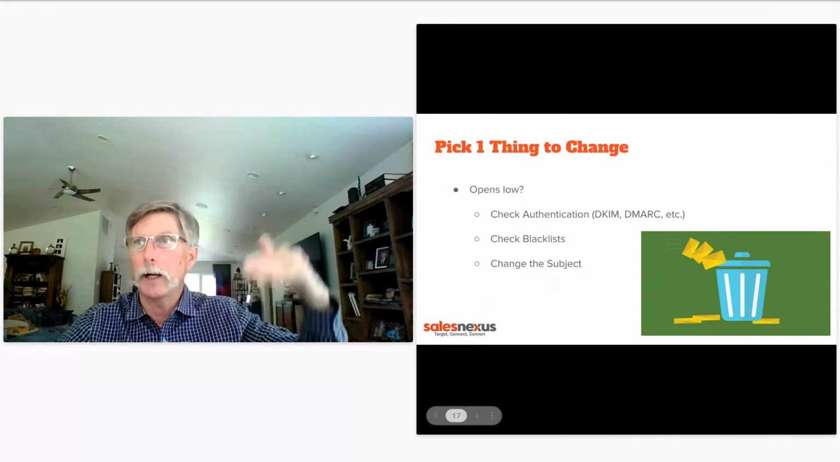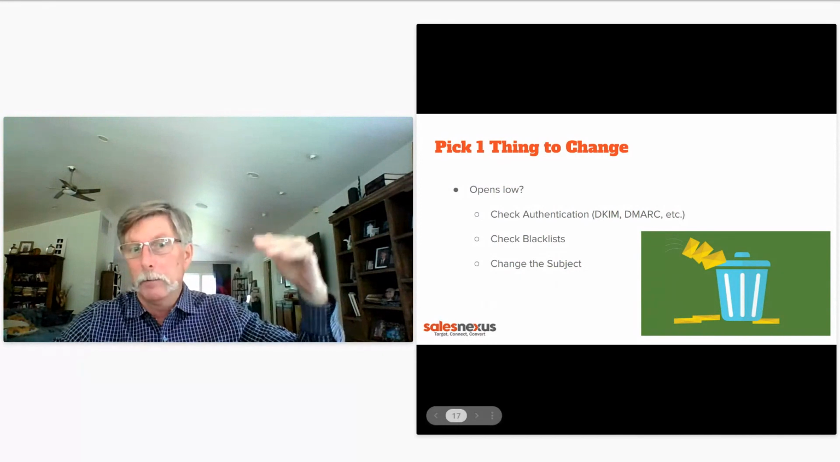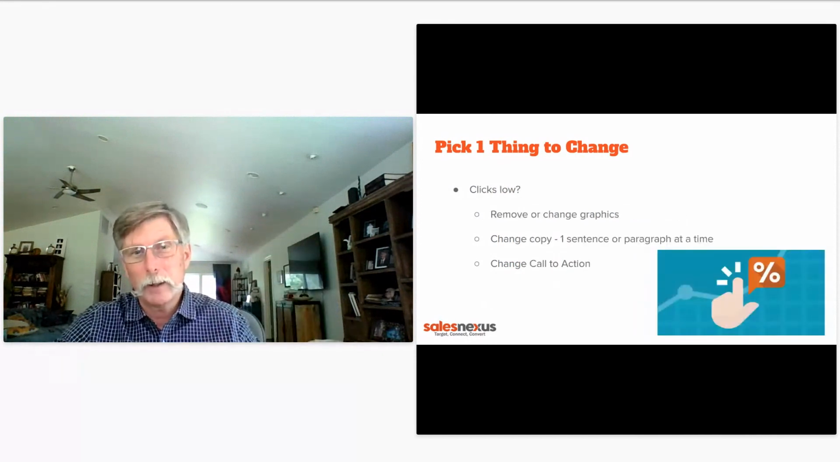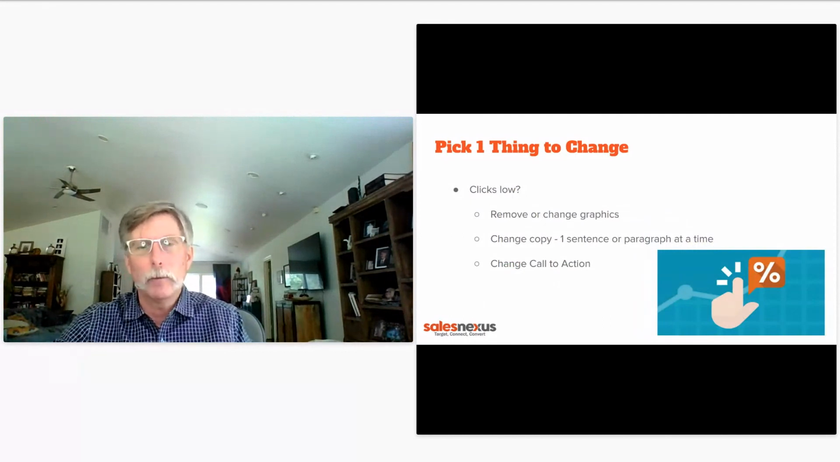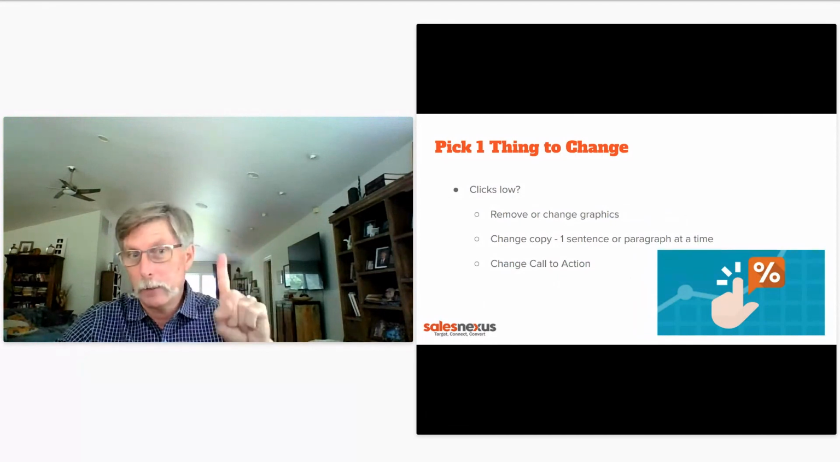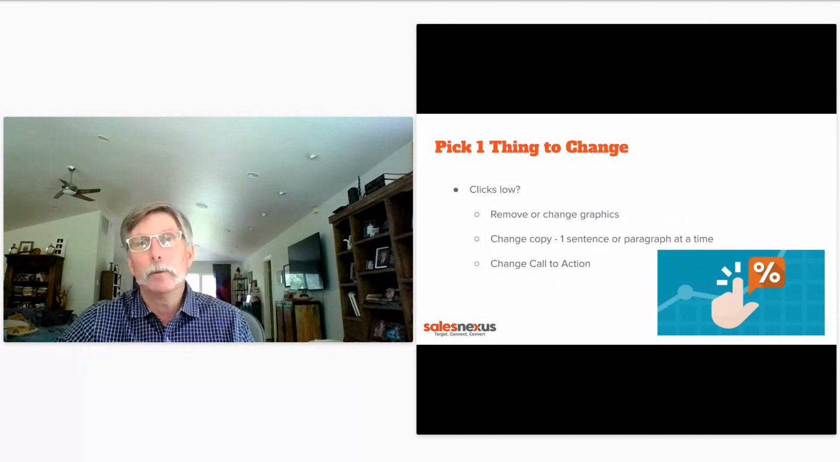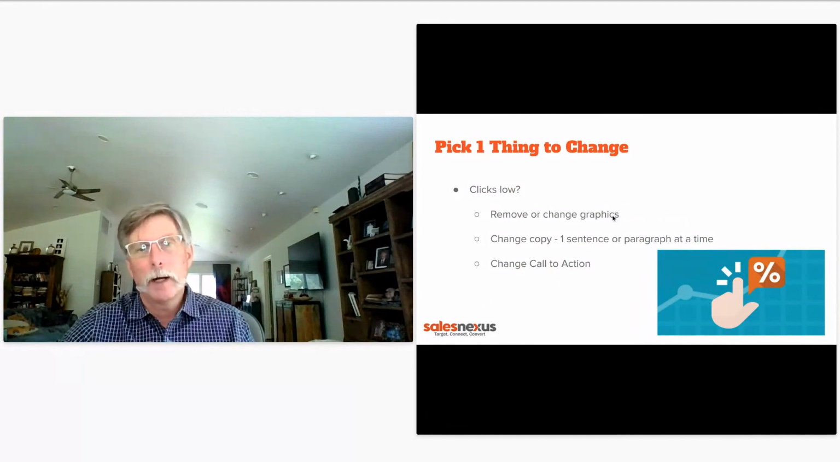Then you look at, okay, we got good opens this time. Did we still get a low click rate? Well, now we know that we have a problem with the email itself. It could be the graphics. It could be the copy. We don't know. Could be the call to action. So we're going to have to monkey with each of those three things and change one at a time and see which one makes the difference, right? My advice is do the easy stuff first.